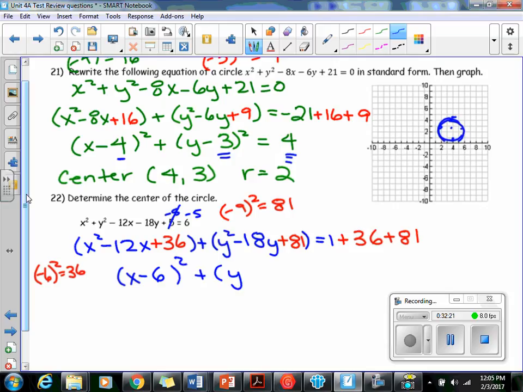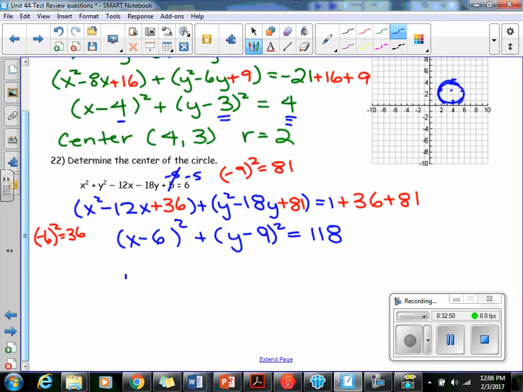18, I mean 9, y minus 9 squared. And then on the other side. Okay. Is that in standard form now? Yeah. Okay, so it's in standard form. Once you have it in standard form, then you can get your center. What is the center for this circle? That's it. Everybody okay with that?